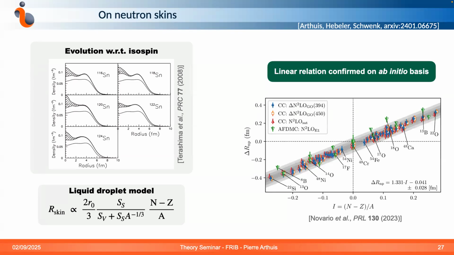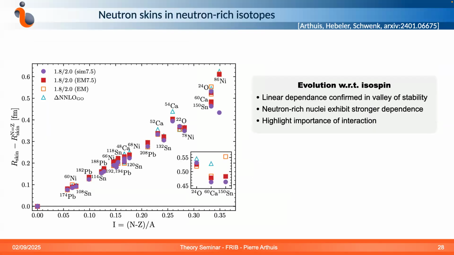And such linear dependence was confirmed recently by ab initio colleagues using coupled cluster and Monte Carlo methods, Novario and collaborators. But that was for relatively low mass nuclei up until mid mass, but not very heavy. We thought, okay, in our case, we can go very heavy. So what does it look like?